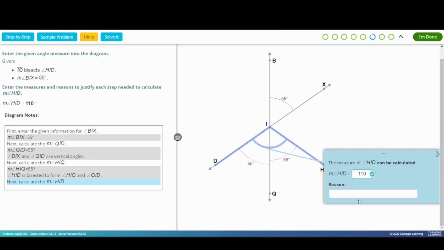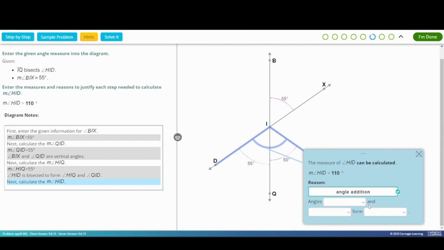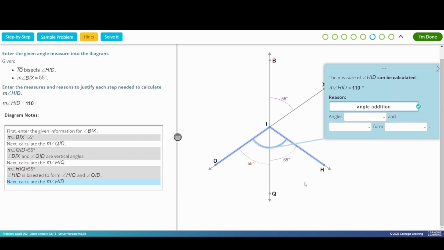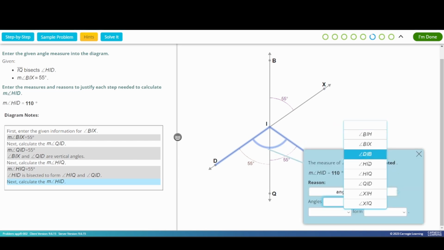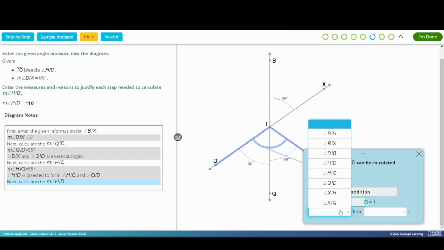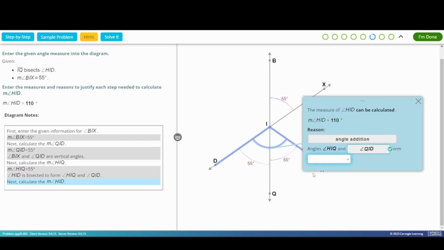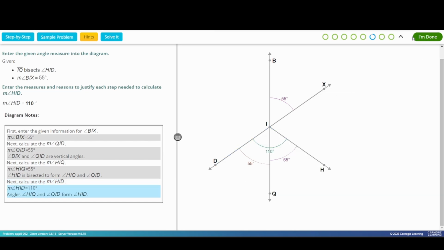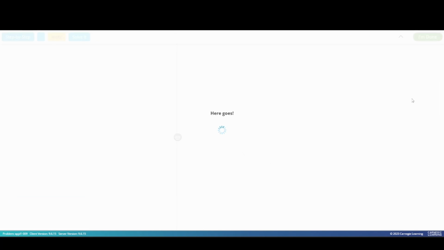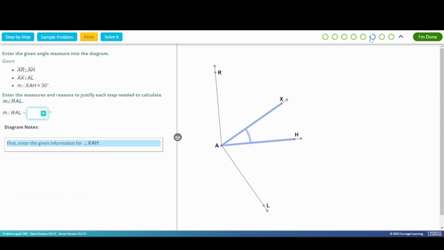So if I hit enter here, this is going to be angle addition, I believe. So we can add those two up. And what are we adding up? We are adding up HIQ and DIQ, or QID. Those form HID, the big one. Just like that. Okay. Oh, is it going to make me do one more? I think it is. I'm not quite done over here, so let's try this last one. This should be the last one.